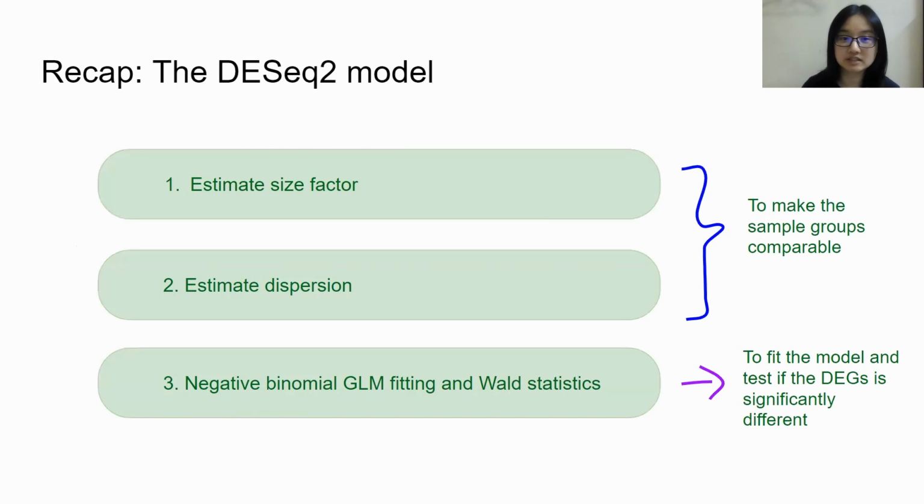So a recap of the DESeq2 model. The first two steps are to estimate the two elements that are required for the negative binomial model. This is to normalize the sample values to make them comparable.